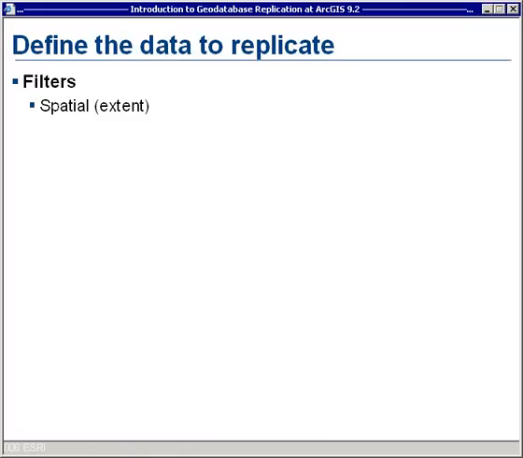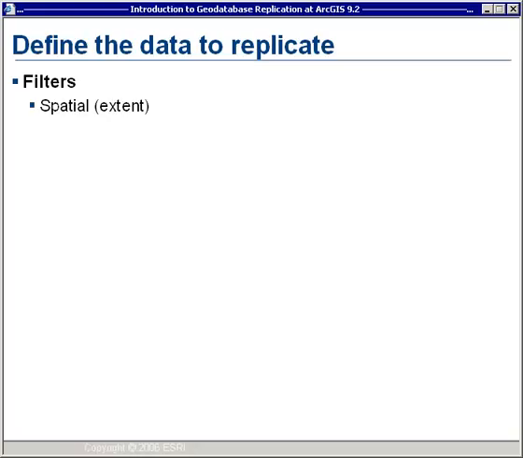Now that our data has met these requirements, the next step is to define the data to replicate. Replica creation determines the data to replicate using two different mechanisms: filters and relationship classes. There are three types of filters that can be applied during replica creation.